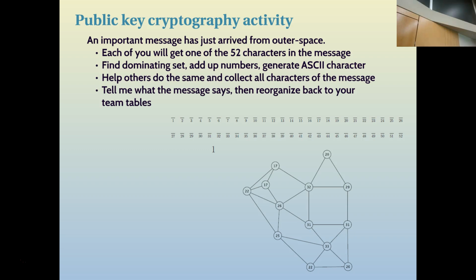Okay, so I have the activity here. You're going to get a packet, one per table, and each packet has 6 sheets. So grab one sheet, figure out the dominating set, add up the numbers, and then generate your ASCII. Thank you.